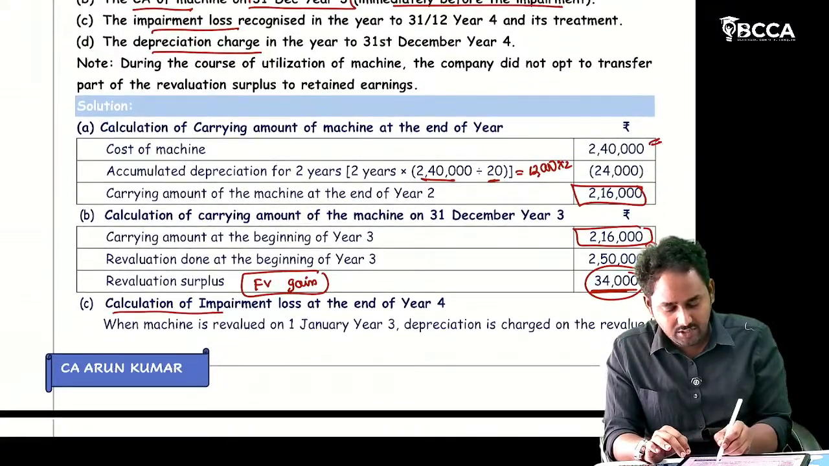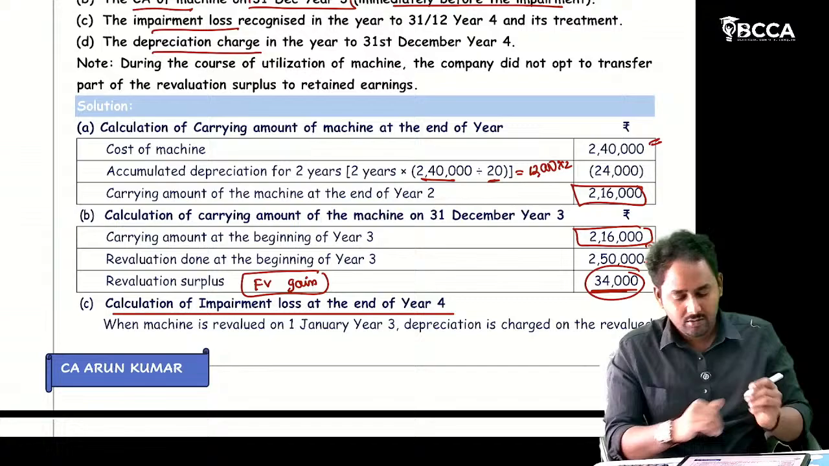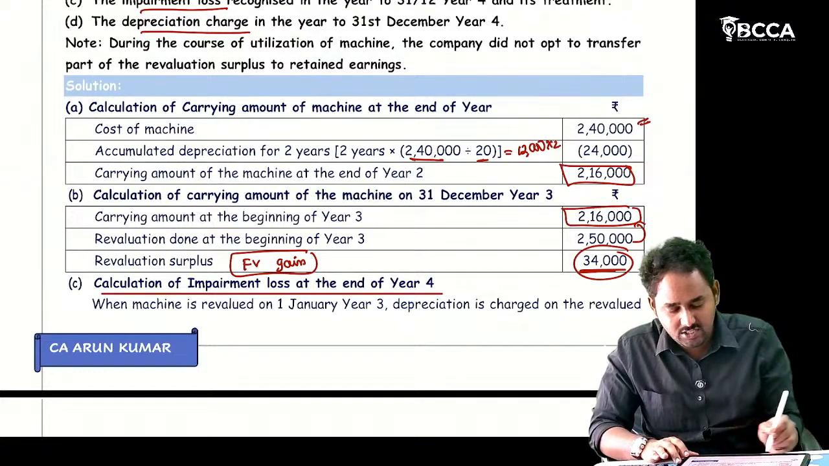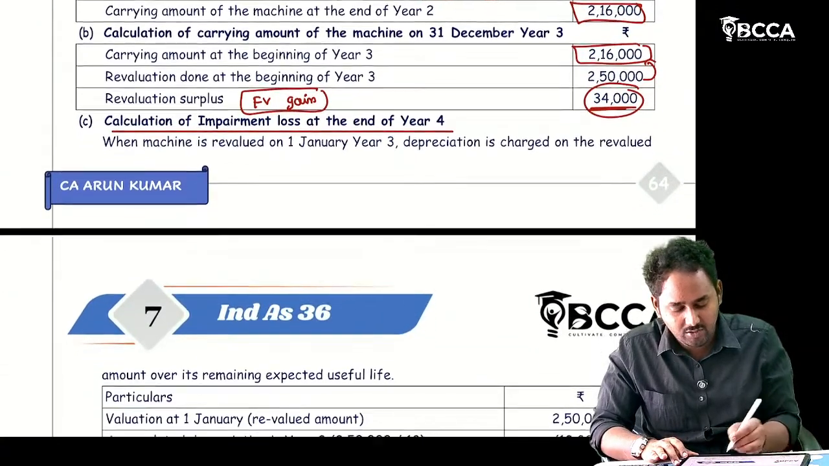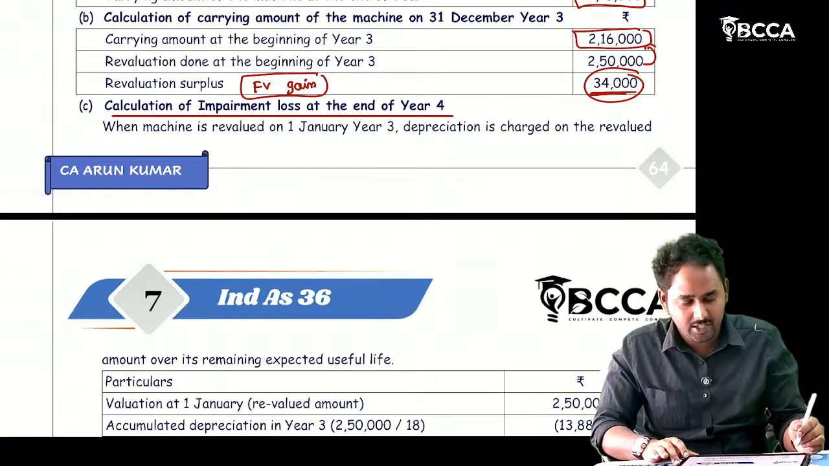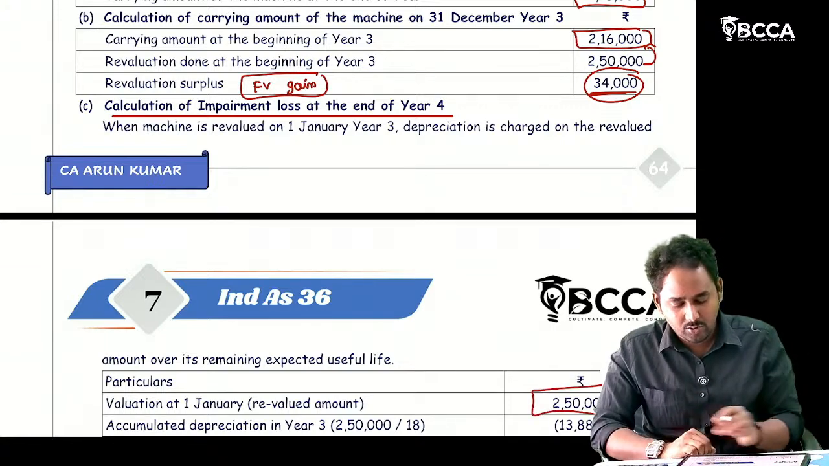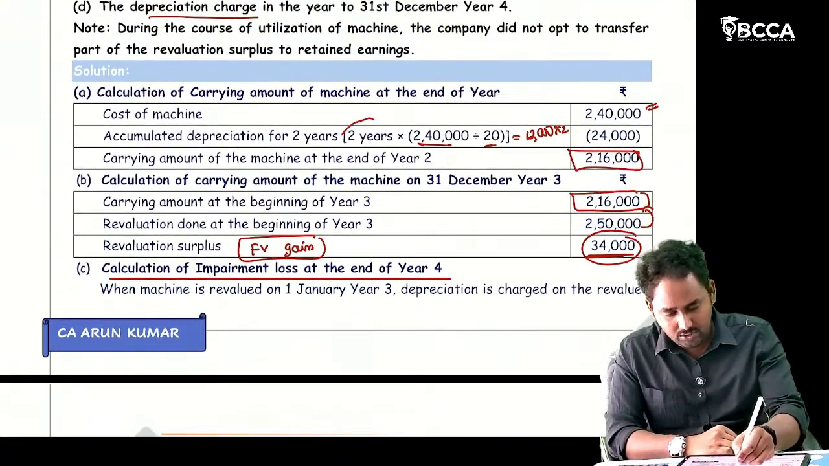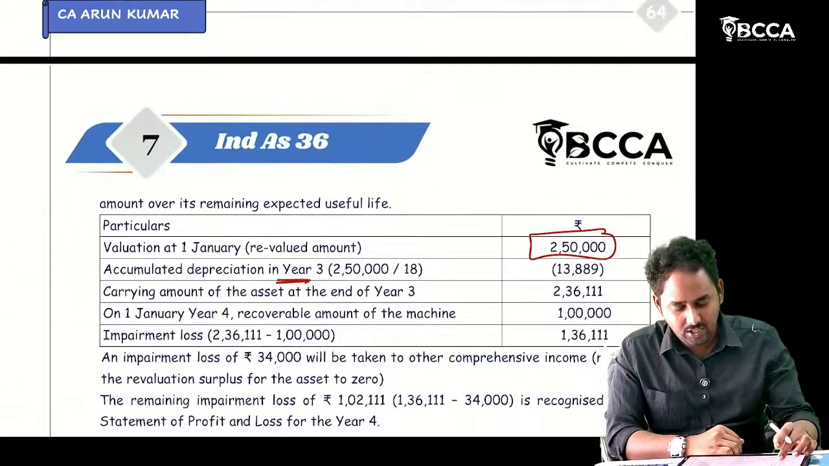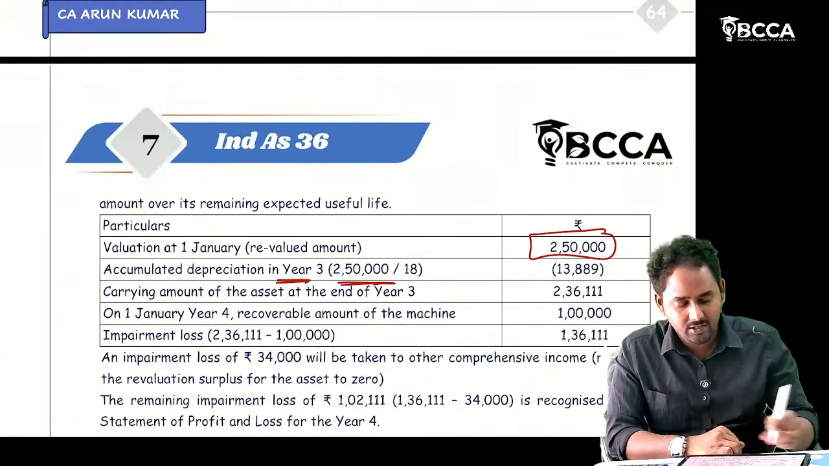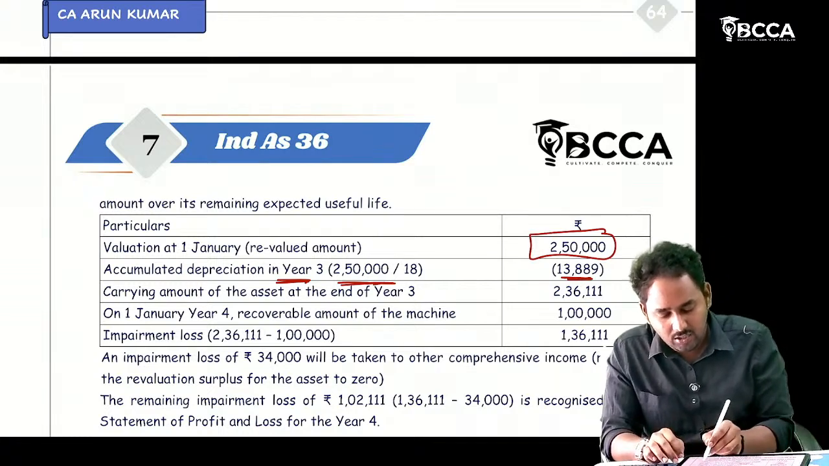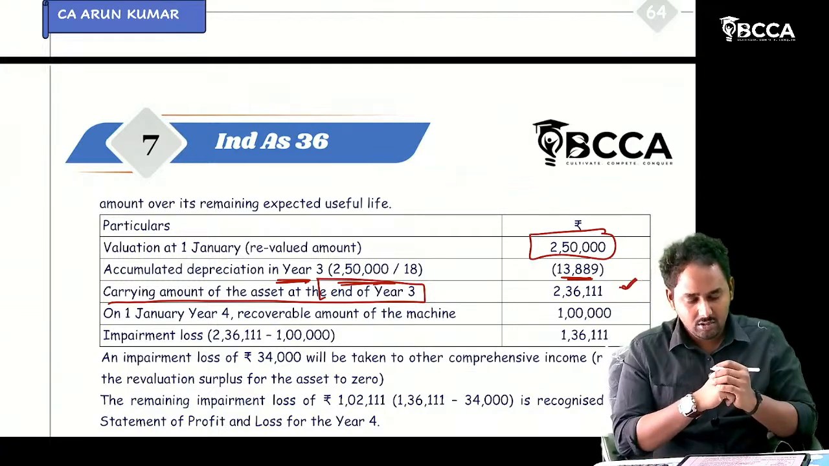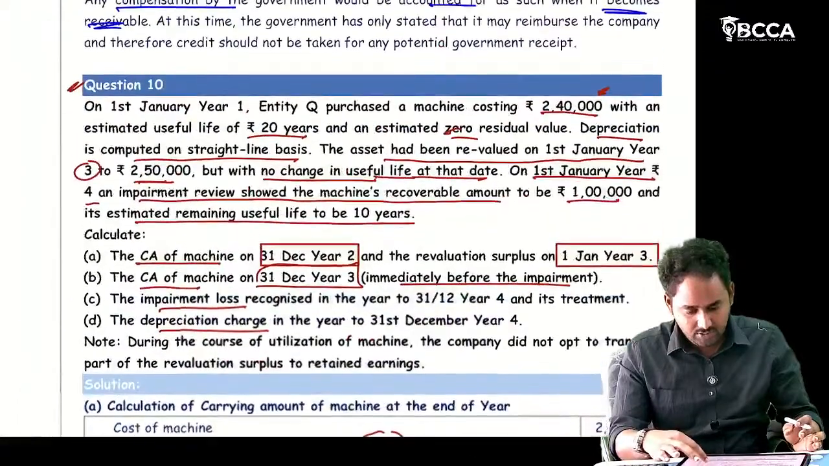Then the calculation of the impairment loss at the end of year 4. When machinery is revalued, the depreciation is charged on the revalued amount. So what is the revised opening carrying amount? 250,000. I should provide the depreciation in year 3. Already 2 years of depreciation have elapsed, so 18 years remain. So 250,000 divided by 18 is 13,889. Then I got the closing carrying amount at the end of year 3, 236,111.